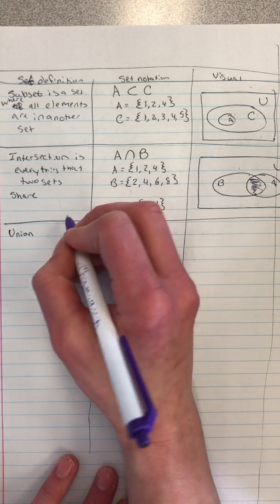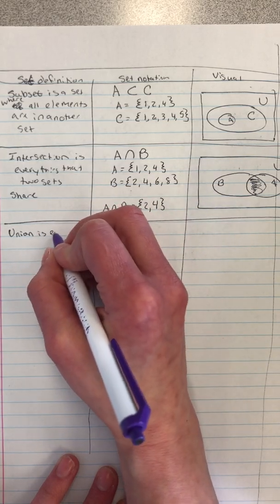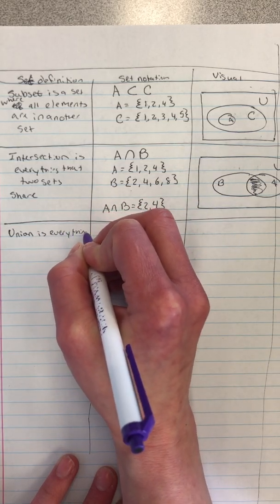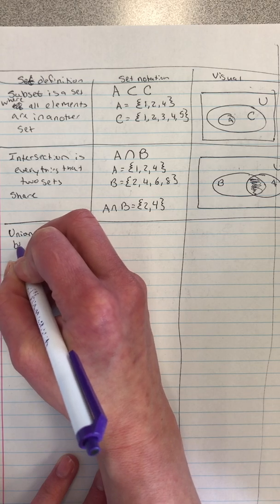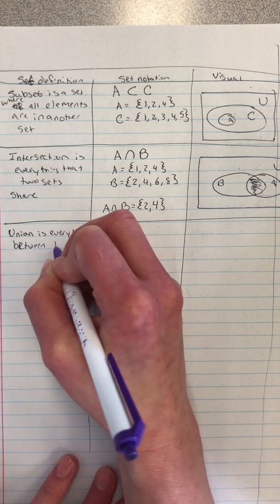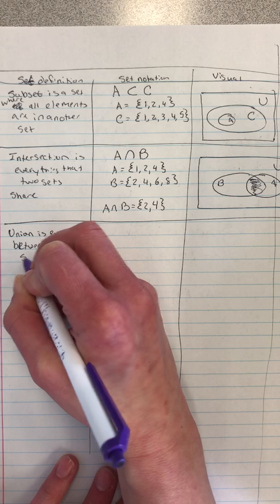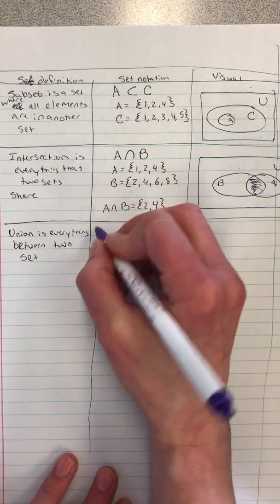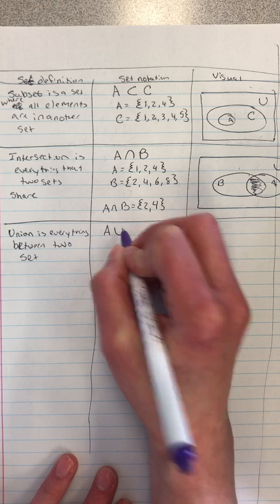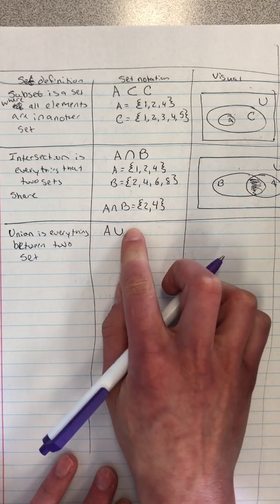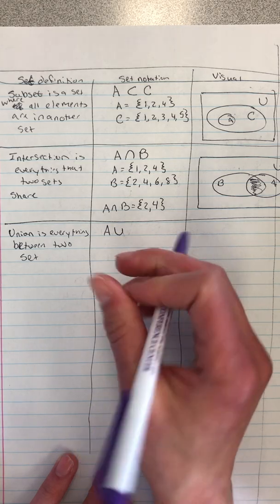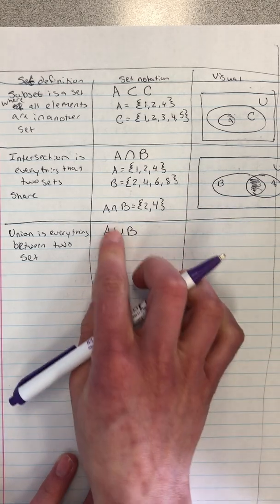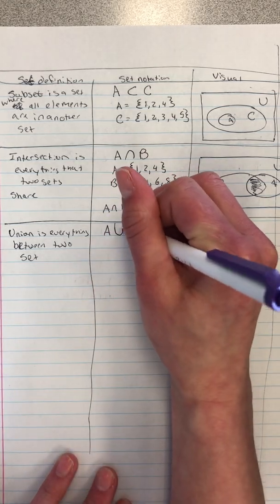A union is everything between two sets. So we're going to keep the same sets from before, and unions are described with this, a regular U shape. But again, it's not a complete U, it's more like a horseshoe. It's big and long like this.